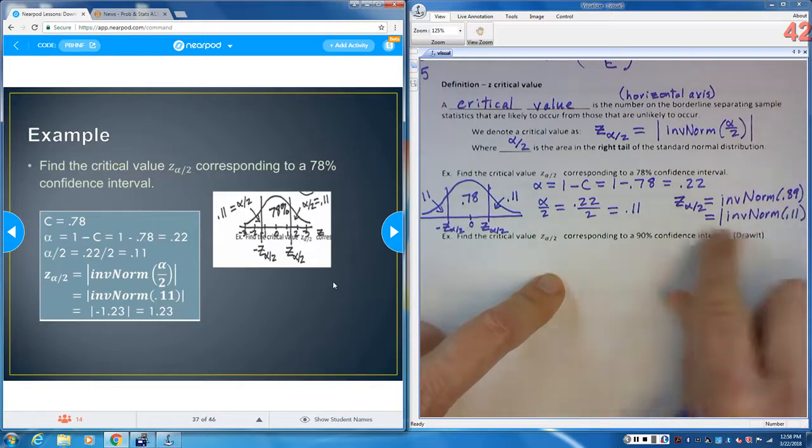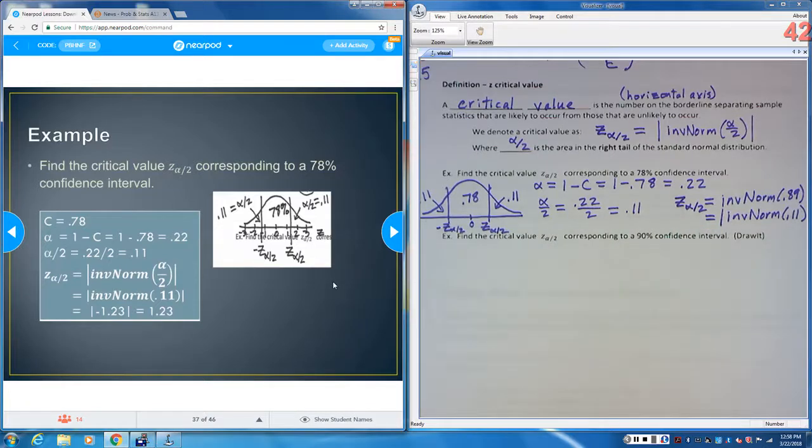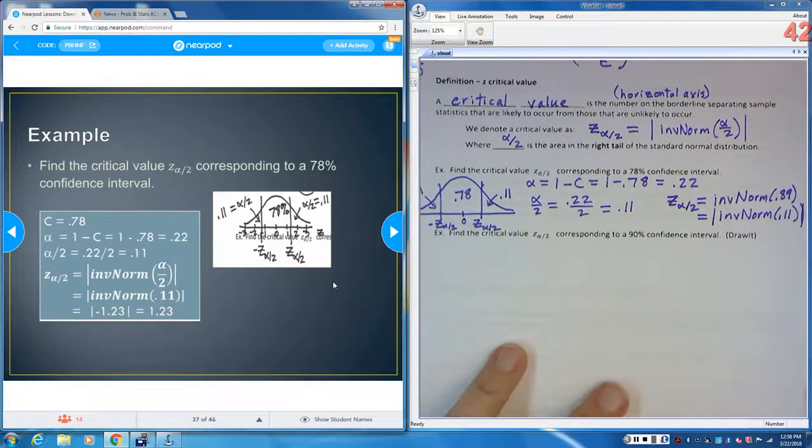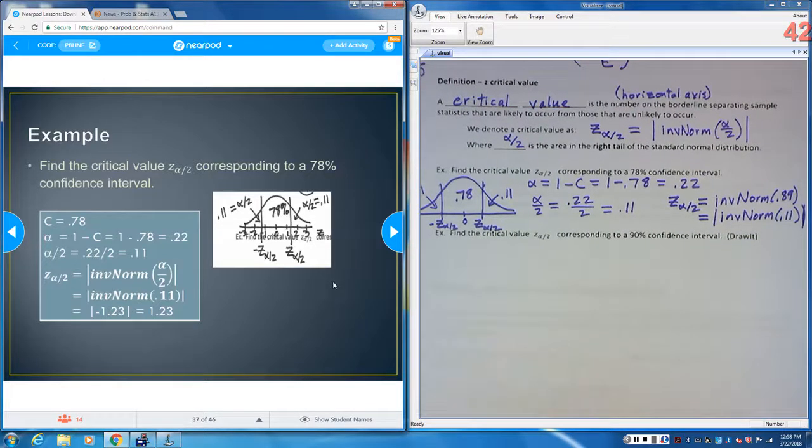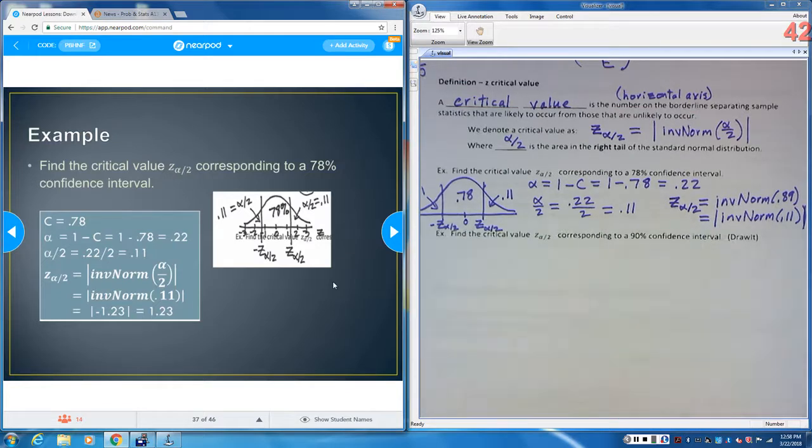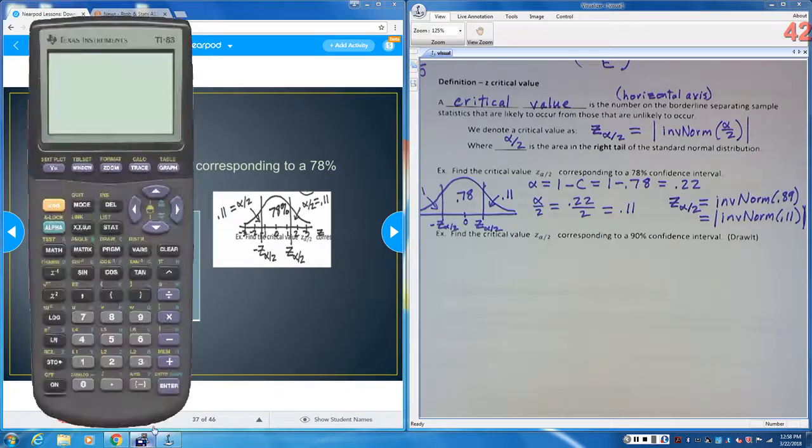It's going to be the positive number. So we do it either way, but if you get messed up and forget to use the absolute value, then maybe you're going to want to add up the areas. Inverse norm requires the area to the left, but we can use the fact that z is symmetrical and take the absolute value.